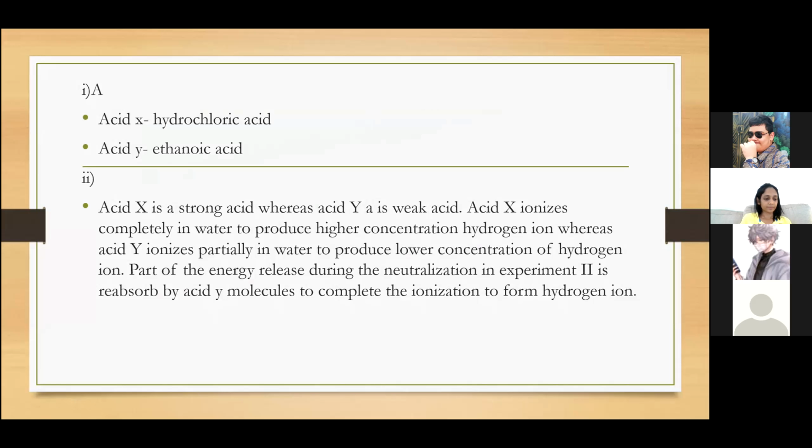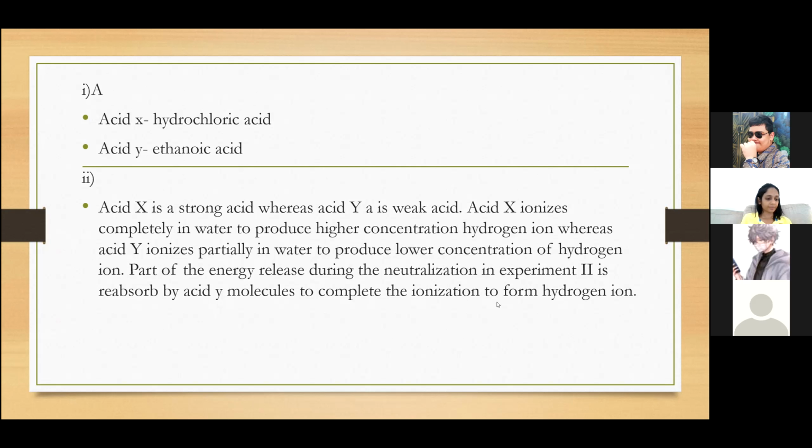For 9A part 1, acid X is hydrochloric acid and acid Y is ethanoic acid. Can I put another acid beside hydrochloric acid? Yes, sure. So what are the possible answers? Nitric acid. Yeah, correct. For ethanoic acid you can also put methanoic acid, propanoic acid. So other answers are also possible. Okay, go to the second part.